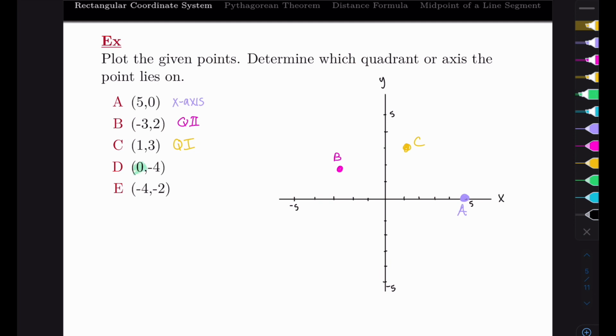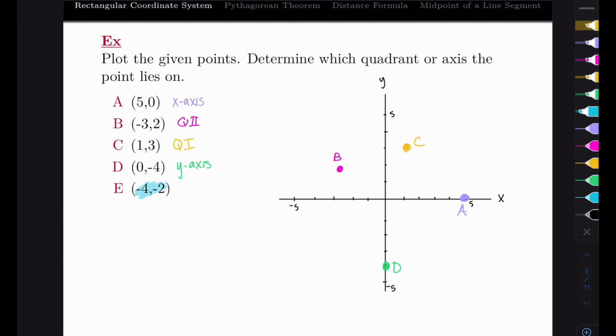For point D, I don't move at all in the x direction. So that minus 4 tells us we're going to go down 4. So starting at our origin, I go down 1, 2, 3, 4. And point D will be right here. So that's going to lie on our y-axis.